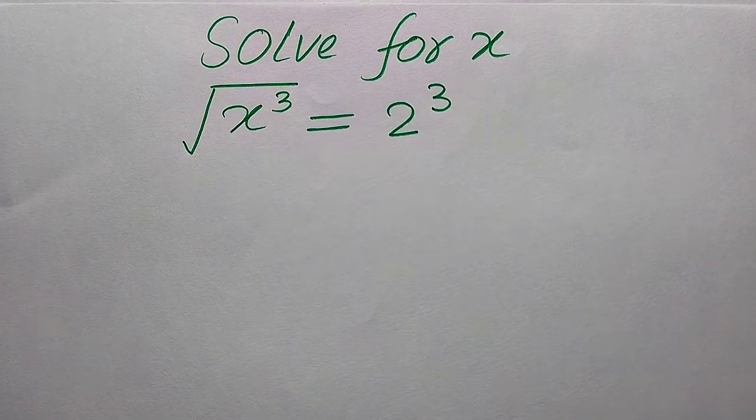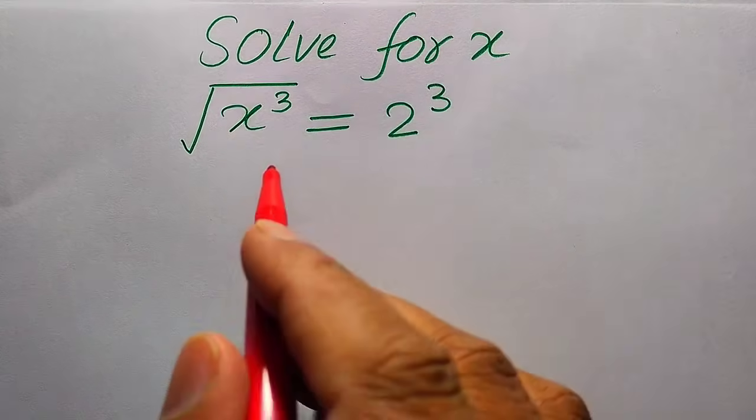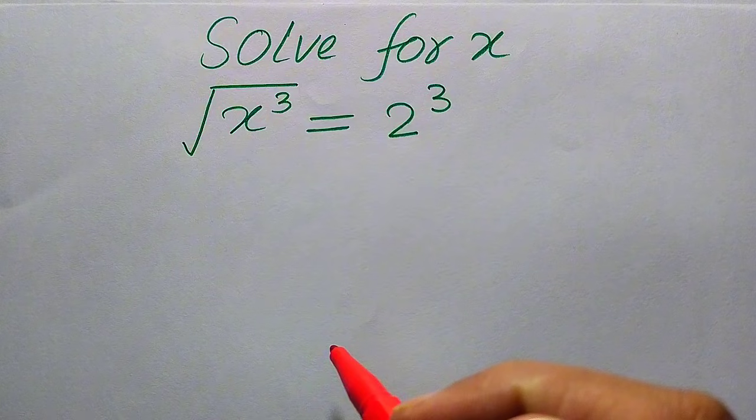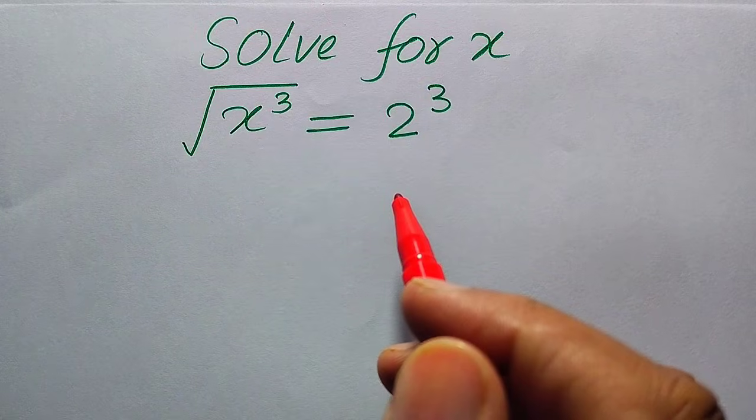If we have x cubed and its whole square root is equal to 2 cubed, we solve this problem for all the values of x. So here we find all the roots of this equation.